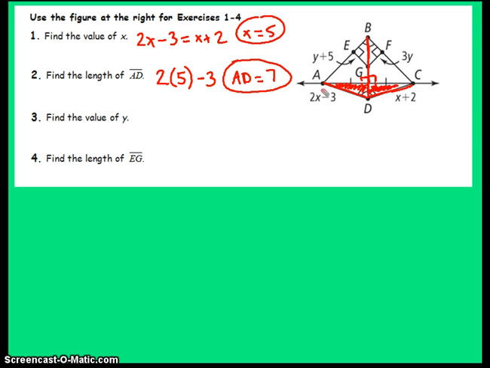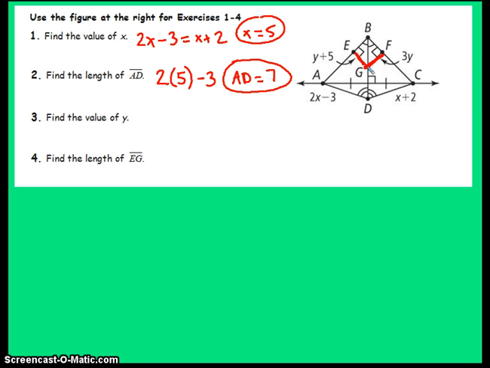Now, when we're looking for y, we just look at what we're given. So in just a second, pause it and look at what exactly you're given when it deals with y. So pause it right now and see what you're given. So y plus 5 and 3y are right here. And it looks as if G is on the angle bisector of EBF, or ABC.